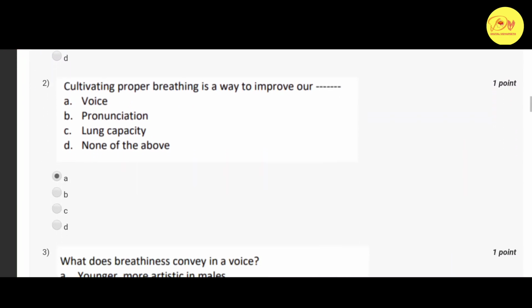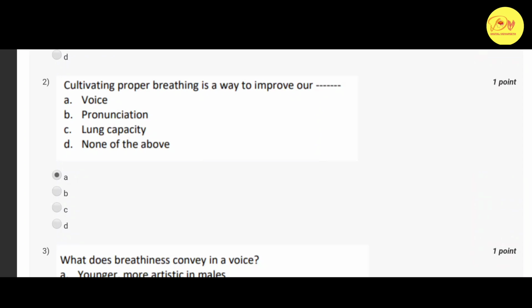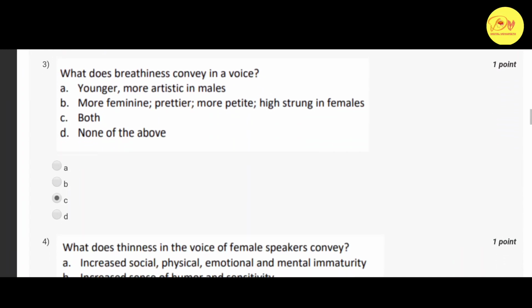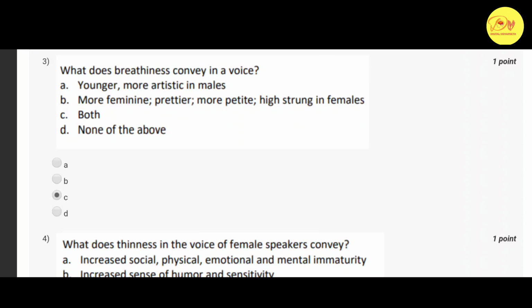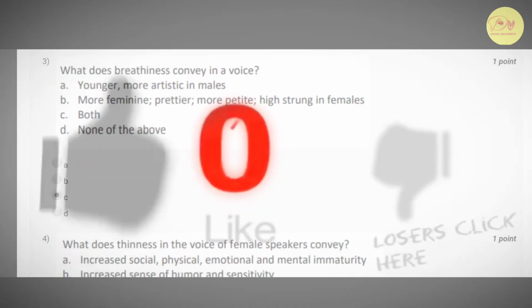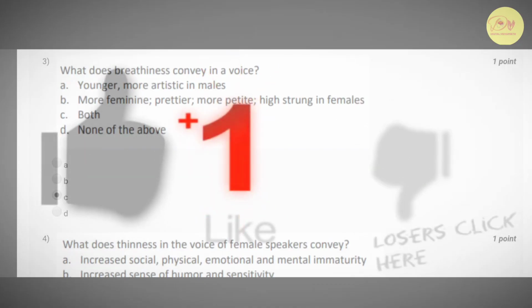Our second question is, cultivating proper breathing is a way to improve our. Correct option is A, voice. Our third question is, what does breathiness convey in a voice? Correct option is C, both. That is, younger, more artistic in males, more feminine, prettier, more appetite, high strung in females.